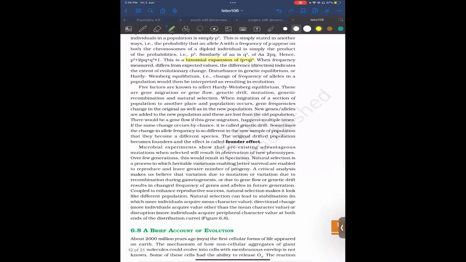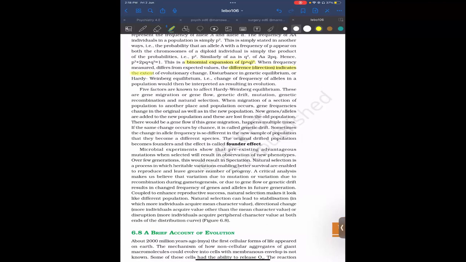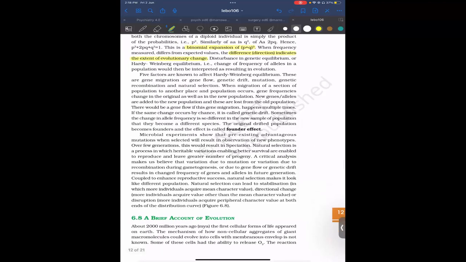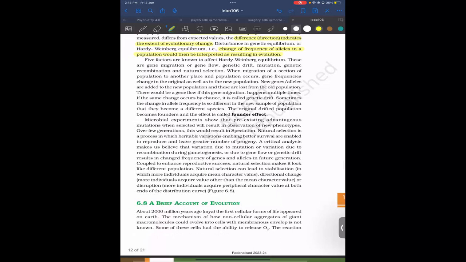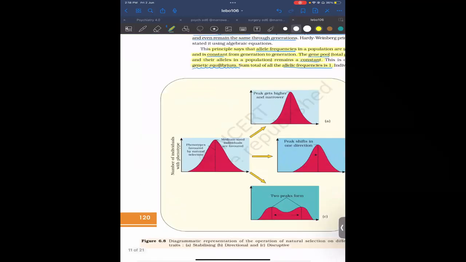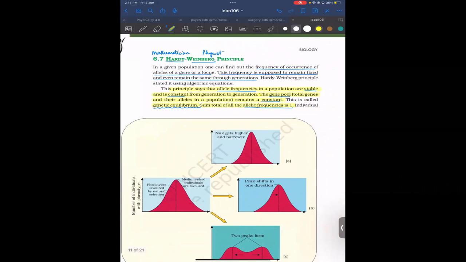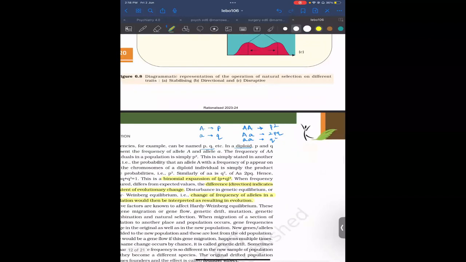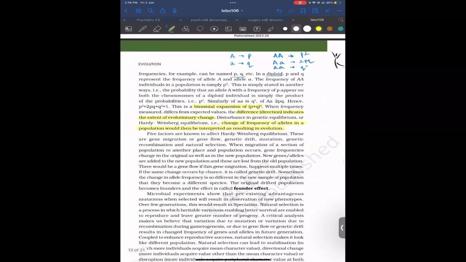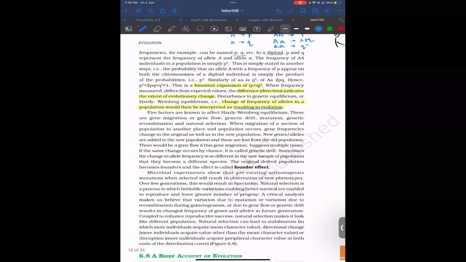Now here the different deviations indicate the extent of evolutionary change. The change of frequency of alleles in a population would then be interpreted as resulting in evolution. Suppose genetic equilibrium exists, then each allele's frequency will be stable and their sum will also be 1. But if the allelic frequency gets disturbed, this means it results in evolution, meaning there will be formation of new species.